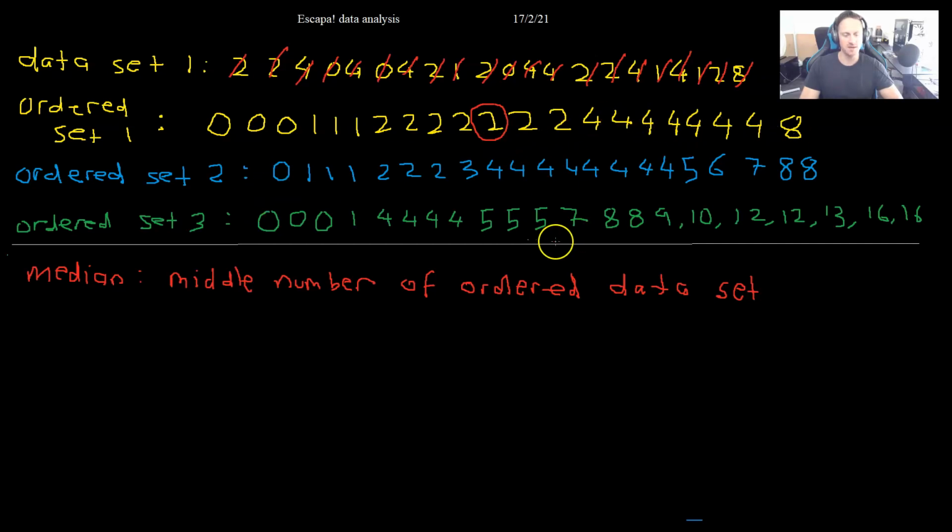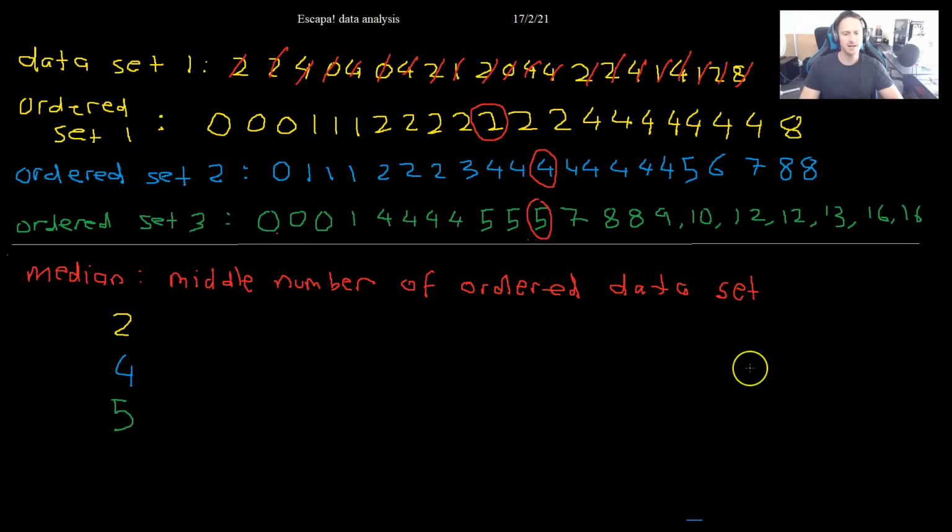So we can do the same for the other two data sets because they all have 21 numbers in the data set. So 1, 2, 3, 4, 5, 6, 7, 8, 9, 10, 11. So this is the 11th number. That is the 11th number. So that's relatively simple. So we can just write down for data set 1, the median is 2. For data set 2, the median is 4. And data set 3, the median is 5.